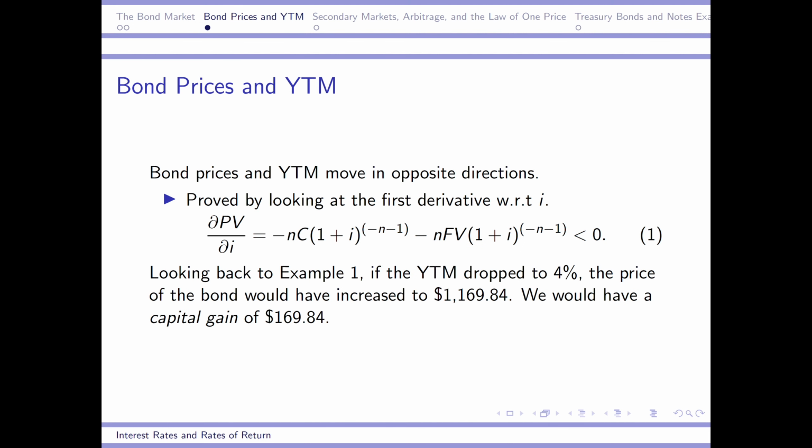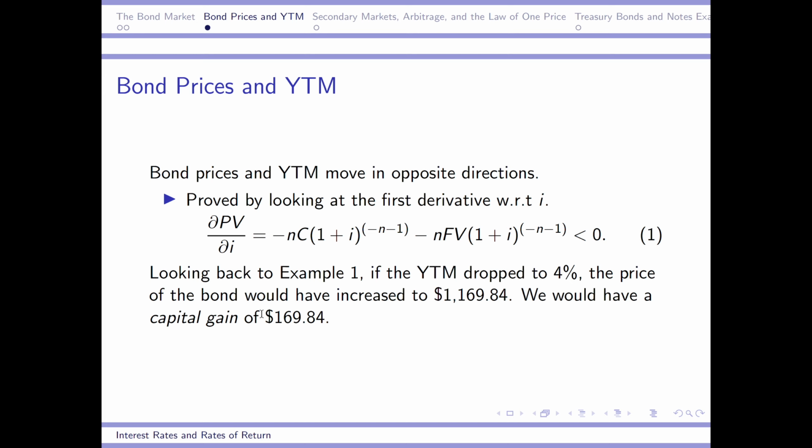The big takeaway from this lesson is that bond prices and the yield to maturity are always going to move in opposite directions. We can see this by looking at the first derivative of the coupon bond value with respect to i. The first derivative's equation is in equation 1. If you need help with this, talk to me. But as you can see, it's always going to be less than 0.